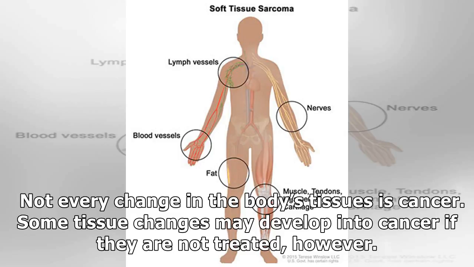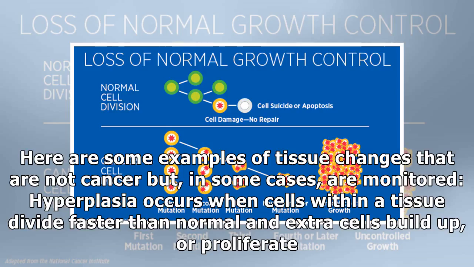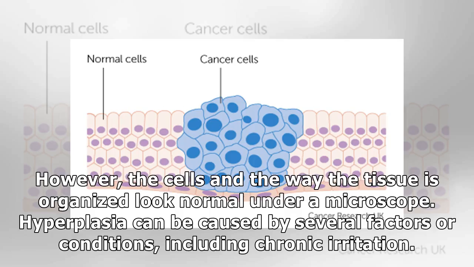Not every change in the body's tissues is cancer. Some tissue changes may develop into cancer if they are not treated, however. Here are some examples of tissue changes that are not cancer but, in some cases, are monitored. Hyperplasia occurs when cells within a tissue divide faster than normal and extra cells build up, or proliferate. However, the cells and the way the tissue is organized look normal under a microscope. Hyperplasia can be caused by several factors or conditions, including chronic irritation.